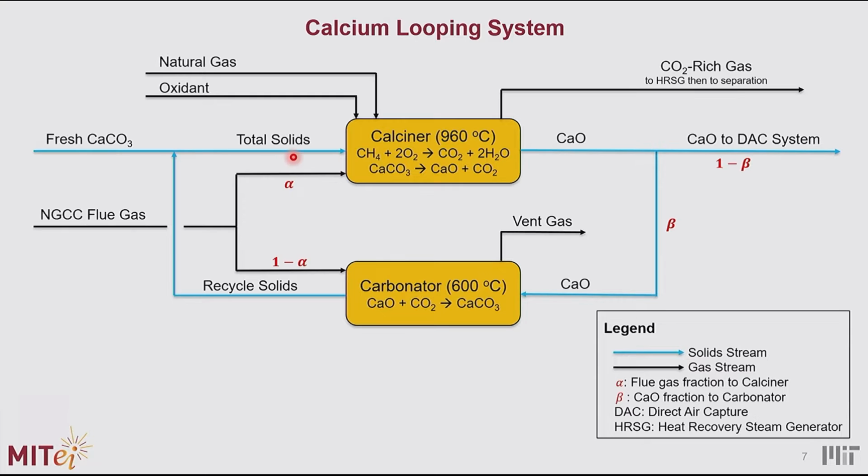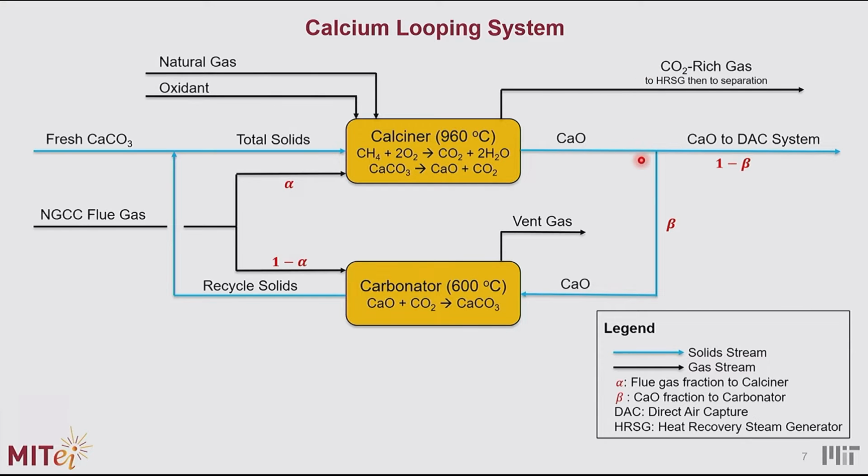So we have here a fraction. This is the flue gas fraction going to the calciner. We're calling it alpha. And then you also have the fresh calcium carbonate, which gets combined with some recycled solids. It goes to the calciner. And then out of the calciner, you have calcium oxide. So the reactions happening here: you're combusting natural gas, and you're breaking down the calcium carbonate into calcium oxide and CO2. The CO2 goes out in this CO2-rich gas stream that goes to the separation system.